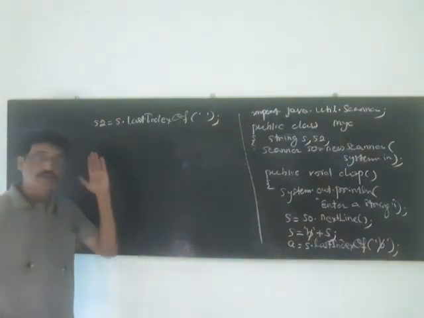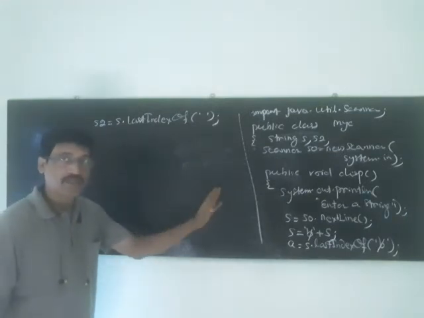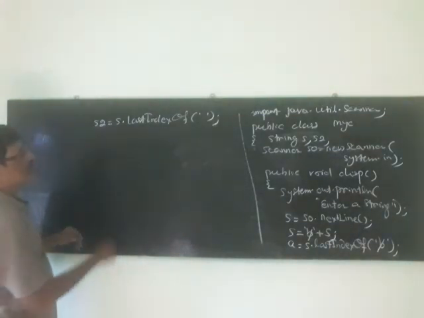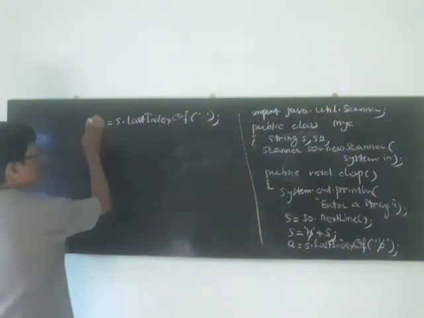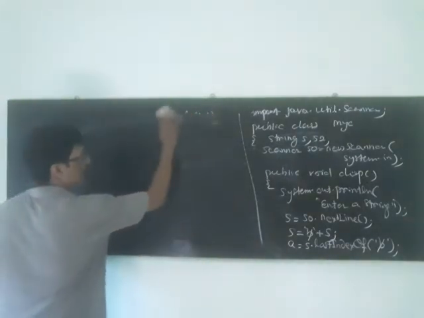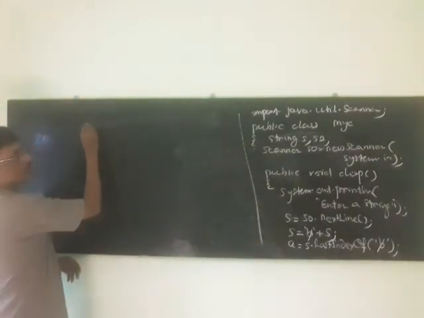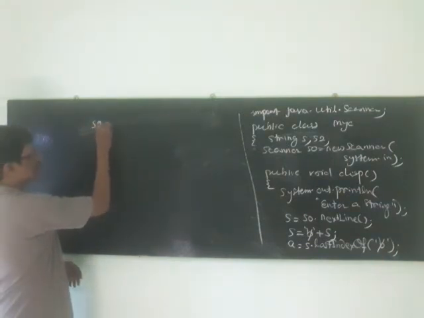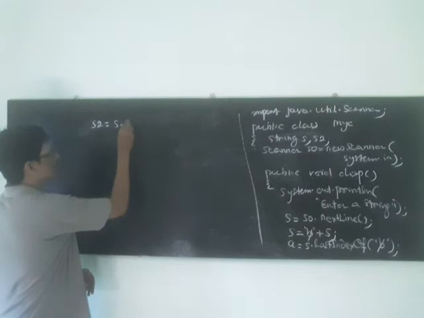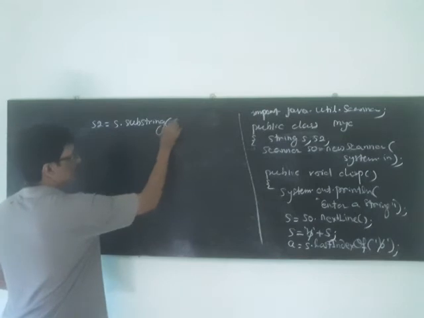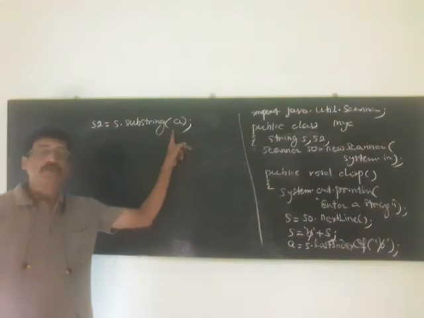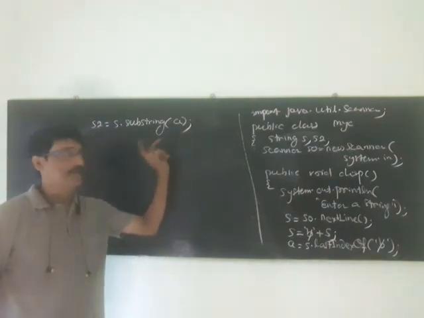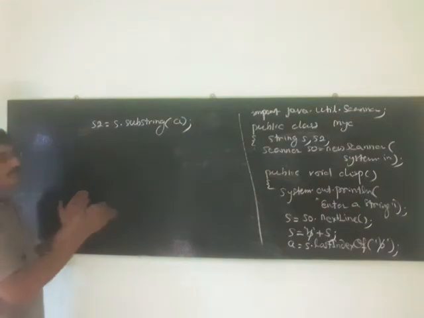Now using the substring function, you can find the last word. lastIndexOf returns an integer, and I have already taken lastIndexOf, so I will not take it again. So you find the new string, say s2, the last word: s2 is equal to s.substring(a). So using the substring function, you can select the last word of the string.